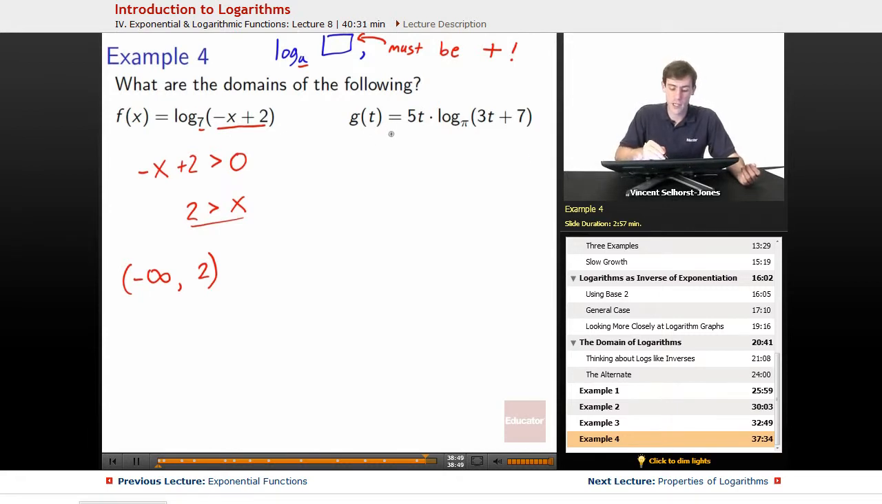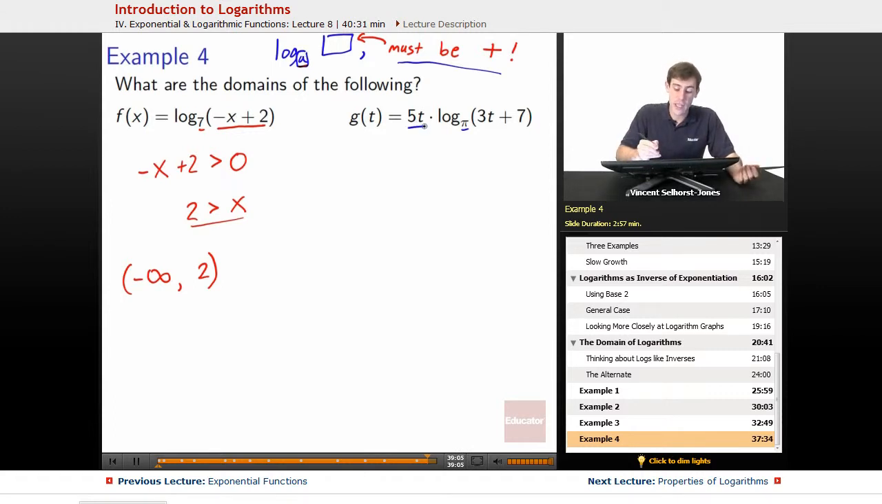Over here, g of t equals 5t times log base pi, 3t plus 7. Once again, the base doesn't really matter. It has to be positive no matter what the base is. For any arbitrary base a, what the logarithm is operating on has to be positive.